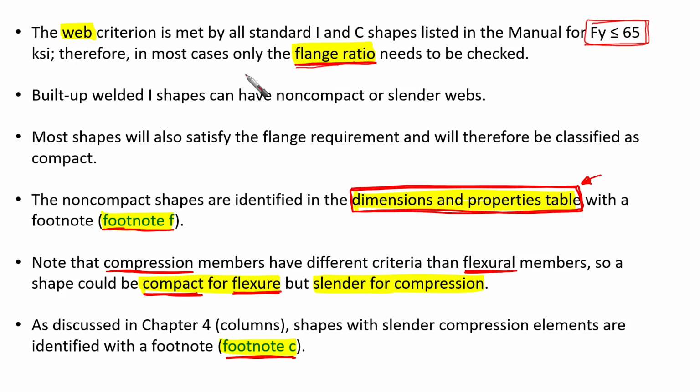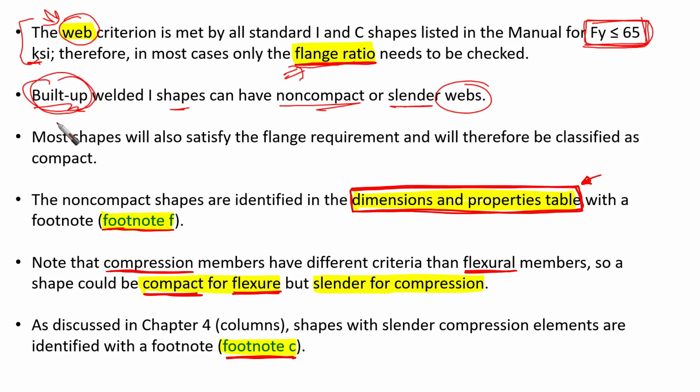Here we are talking about something important. Webs are going to be compact for shapes having F yield less than or equal to 65 ksi. Sometimes we need to check the flanges. Built-up welded I shapes, like girders and so on, can have non-compact or slender webs. Take care. I'm talking here about the hot rolled sections that you are going to find in the table in the manual. But for built-up sections like plate girders, remember that built-up welded I shapes can have non-compact or slender webs. You need to check it.